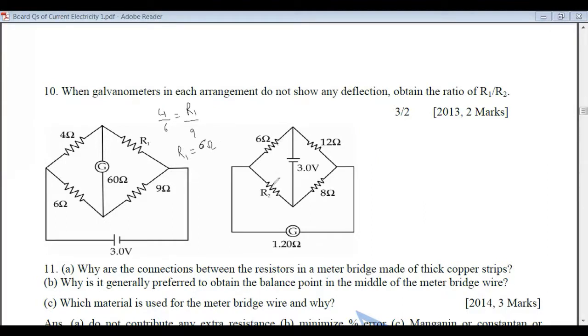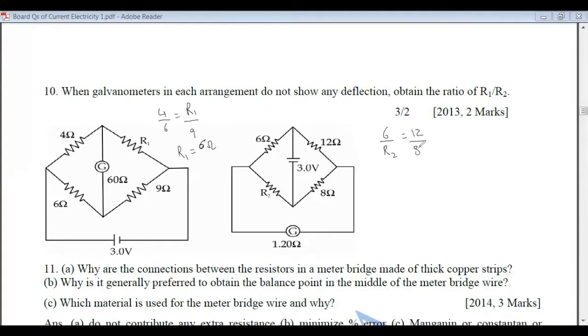The same way, here also no current is flowing through this galvanometer. Here the galvanometer and the source of current, that is the cell, can be connected in any one of the diagonals. So here also P upon Q should be equal to R upon S. That is 6 upon R2 should be equal to 12 upon 8.